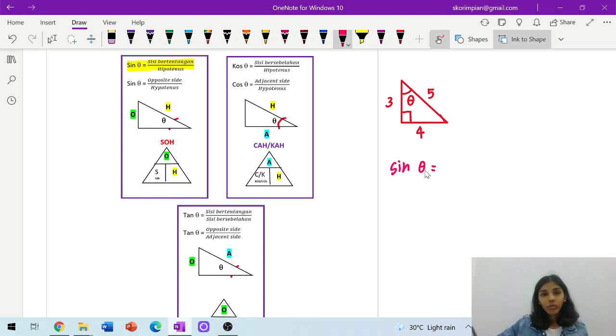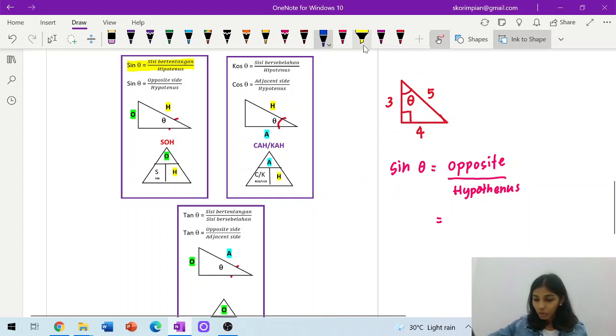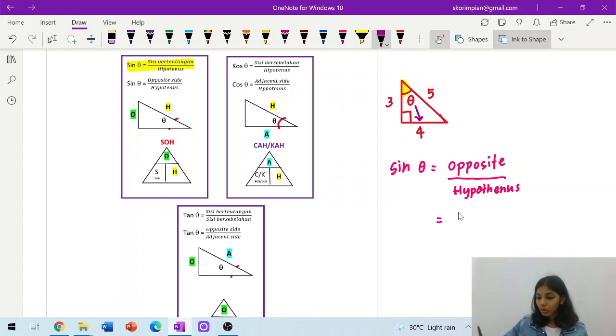Okay, your formula given for sin theta is opposite, bertentangan, over hypotenuse. So this is your formula. So for opposite here, check back, your angle is here, right? Mana sudut bertentangan kamu? Your opposite is here. So your opposite is 4. What's your hypotenuse? Hypotenuse is opposite of 90 and the longest side, which is 5. So your sin theta is equal to 4 over 5. That's the answer for sine.